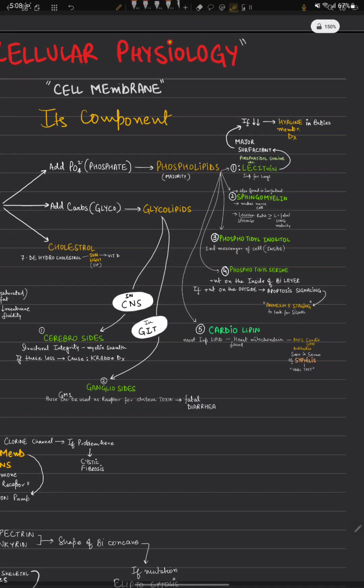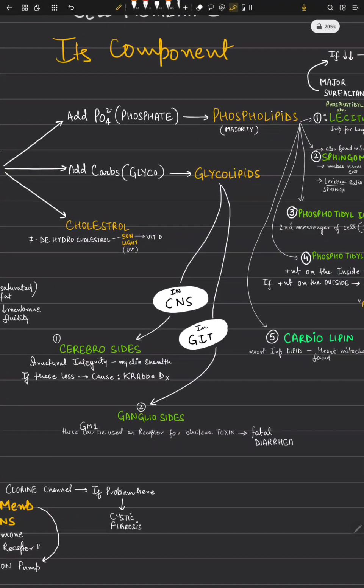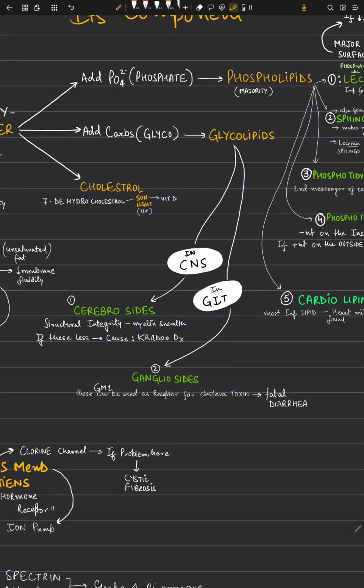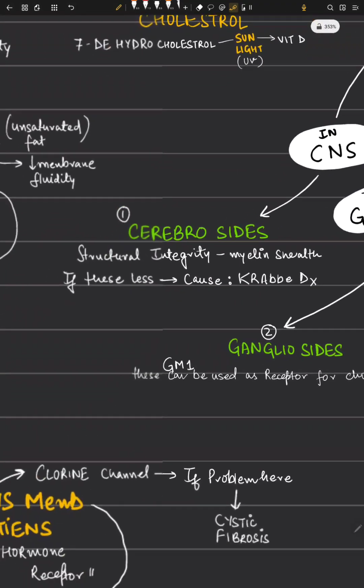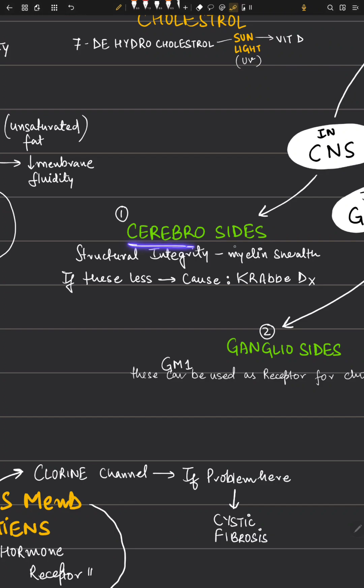So that was phospholipids. Let's talk a little bit about glycolipids. Once you add carbs to the lipids, we get glycolipids. And let's talk about them in the CNS and GIT. In the central nervous system, we get cerebrosides.